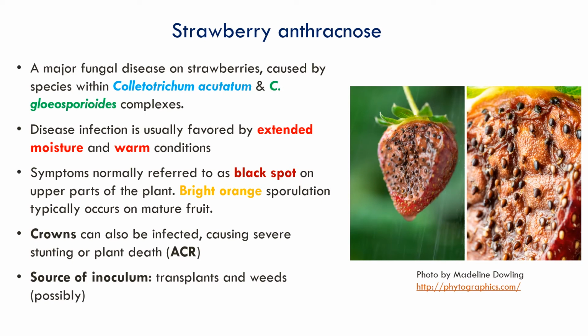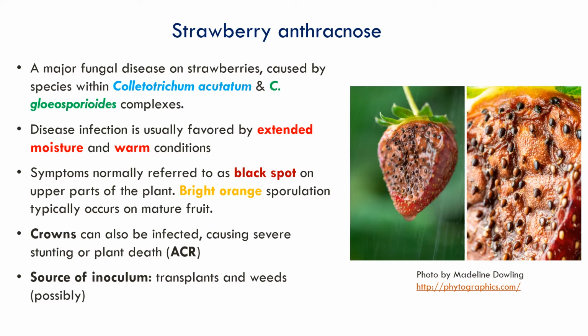When it comes to strawberry diseases, anthracnose probably has been the major issue that could wipe out the entire field if control measure is not effective. As most of you are aware, there are two species complexes responsible for the disease, Colletotrichum acutatum and Colletotrichum gloeosporioides. Now, disease infection is usually favored by extended moisture and warm conditions. Typically, the disease pressure increases as season progresses, especially during fruit ripening and harvest.